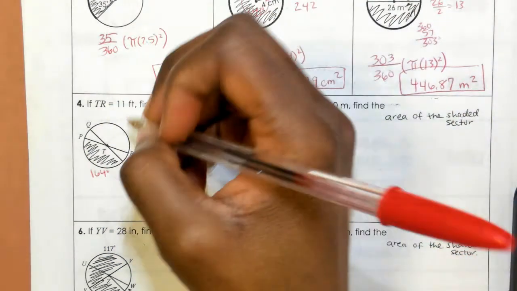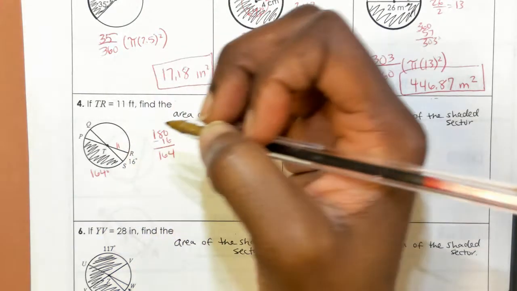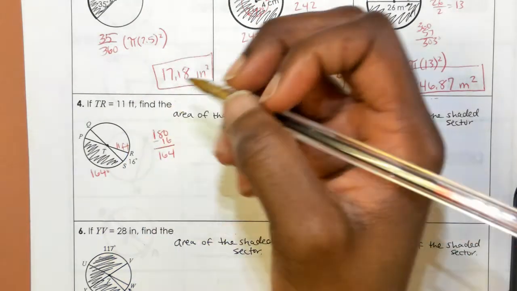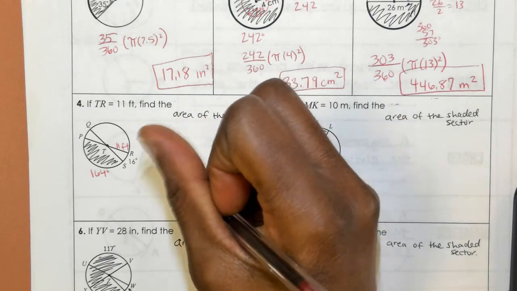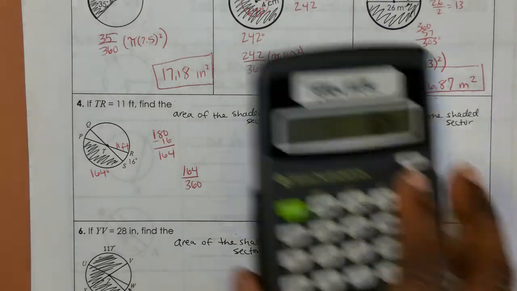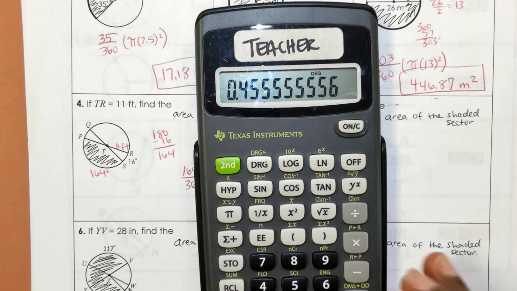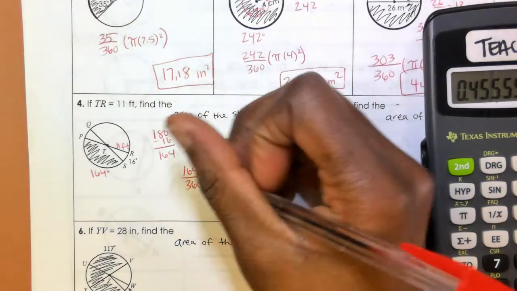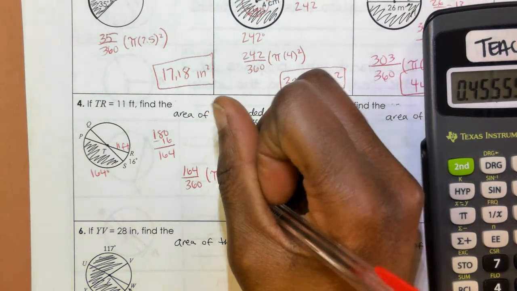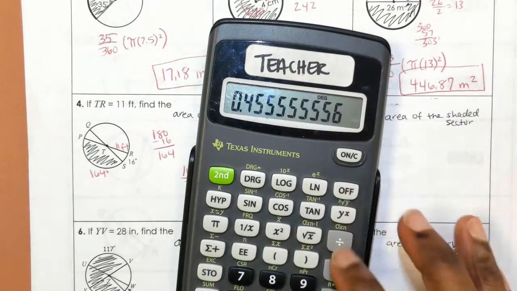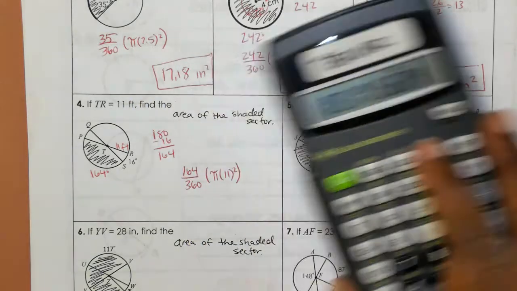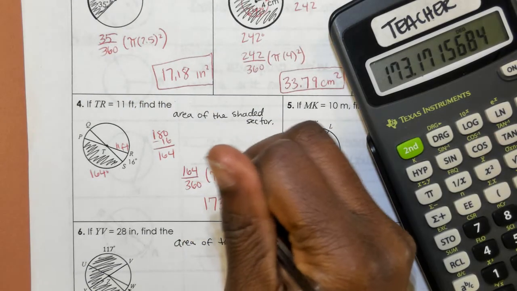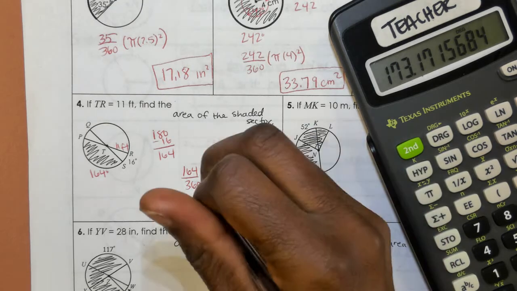Okay, and then TR is 11, so they give us 11 is just from here to here, which is a radius. So we're doing the same thing that we've been doing. 164, we want to figure out what percentage of 360 that is. That's 45%, almost 46% of the circle's area. So it's like 173.17.